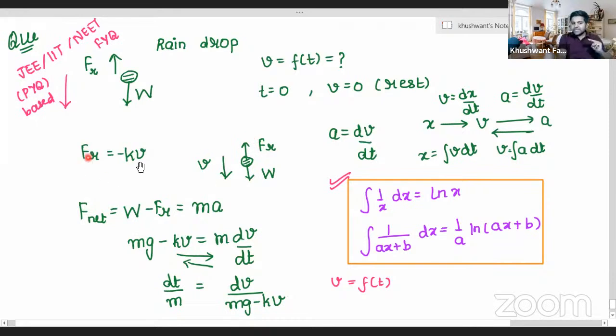Second, this resistive force depends on velocity. Aanchal, what does this mean? What is the meaning? The larger is velocity, the larger will be resistive force in magnitude or smaller in magnitude. Over to you, Aanchal.